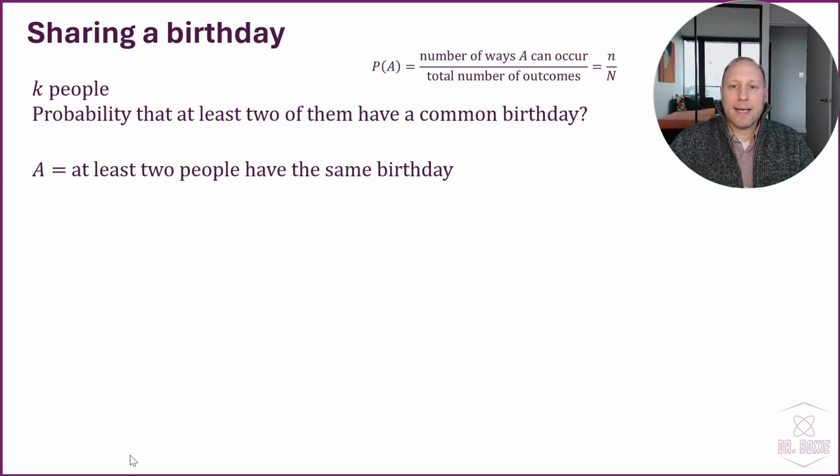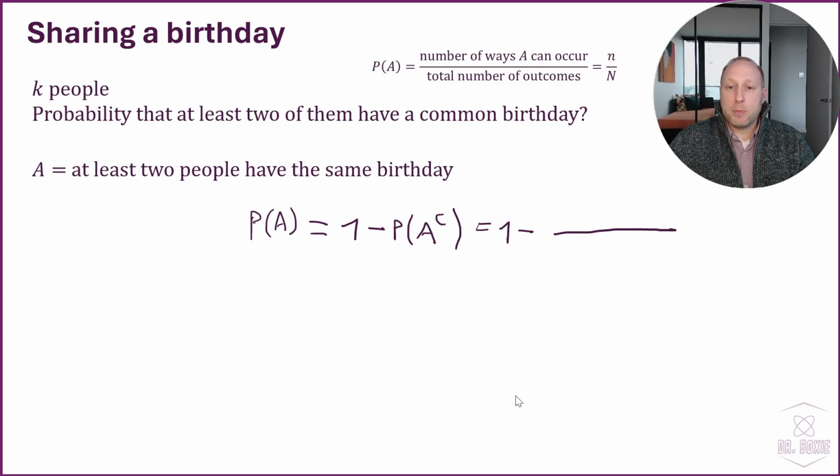Now, how can we calculate it? Well, what we do is the following. We know that the probability of A can be written as, in this case, it's easier to do it this way. We saw last time we can calculate it as 1 minus the probability that A does not happen, so the complement of A. So that is 1 minus. Now, what is the probability of the complement of A? That means that nobody in the room shares a birthday. Well, if I have k people, the total number of outcomes is, each person has 365 possible days that they have their birthday on, and they may be the same, they may not be.